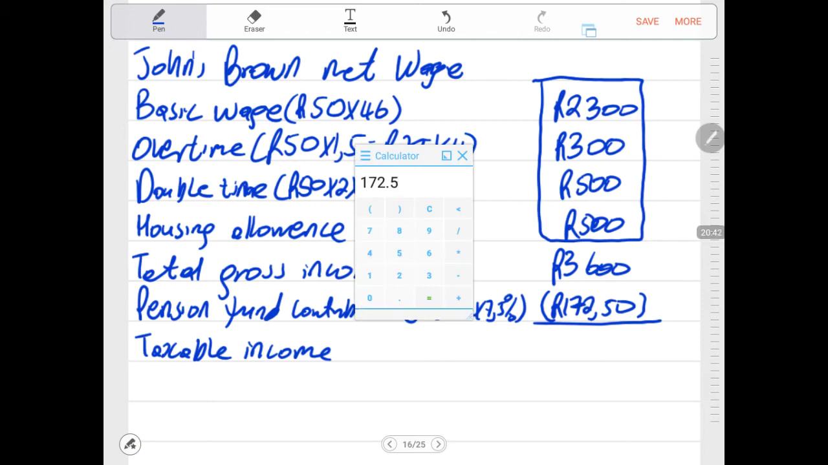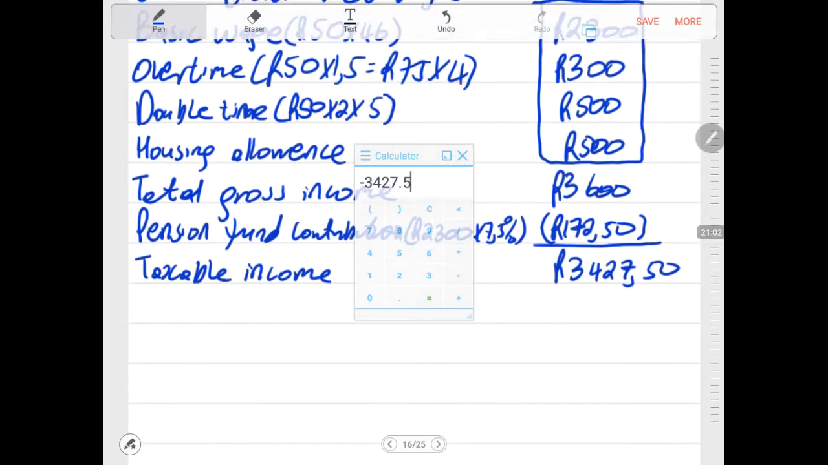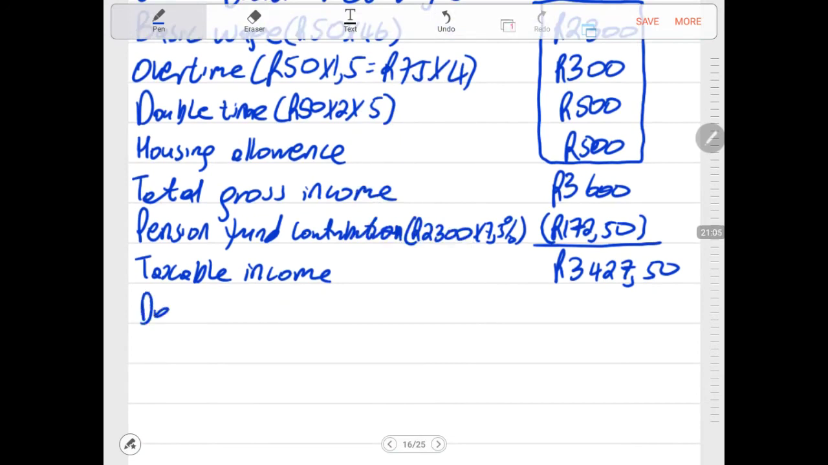Our taxable income will be 3,600 minus 172.50, which is 3,427 rand 50 cents. This is what you call taxable income. This is the income from which tax gets deducted. Now, after taxable income, we go to deductions. Under our deductions, the first deduction that we record is pay as you earn. Pay as you earn is the tax that the employee is paying out of the taxable income.